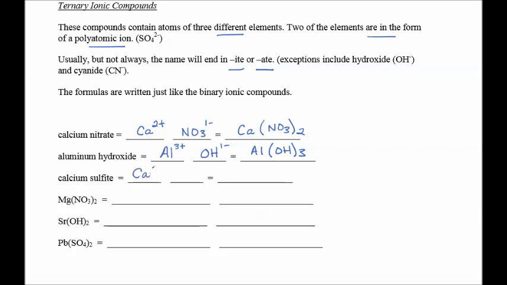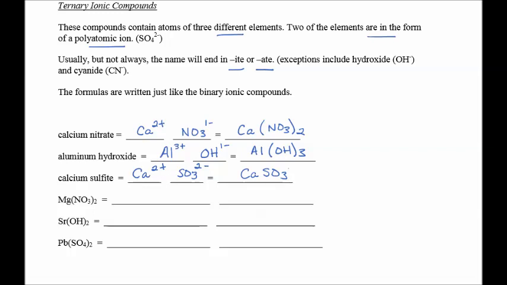Calcium is Ca2+, sulfite from Table E, SO3 2-, +2 and -2 add up to 0, so the formula is just CaSO3.